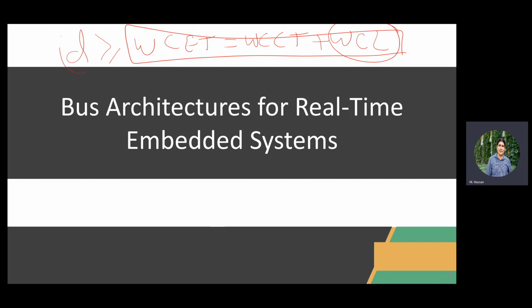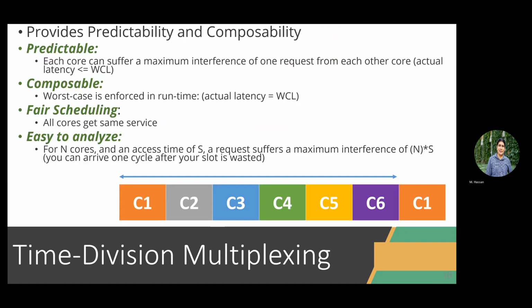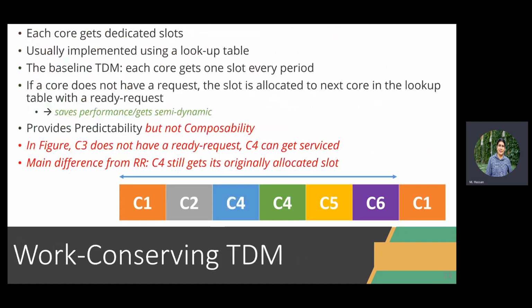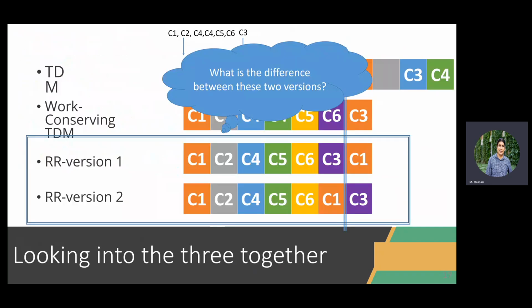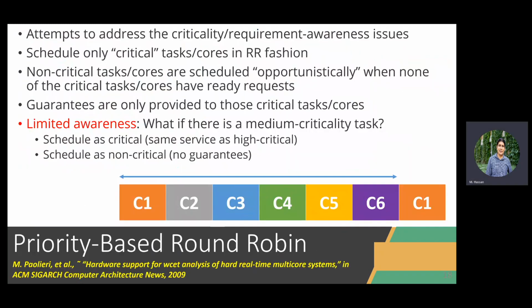But different tasks have different deadlines, which means they have different constraints on the worst case execution time, which means they must have a different worst case latency in terms of arbiters, for example, right? So giving everyone the same worst case latency might seem good in terms of fairness and simplicity, but it's not good in terms of meeting the requirements. And for this purpose, there is another type of arbiter, which is priority-based round robin.